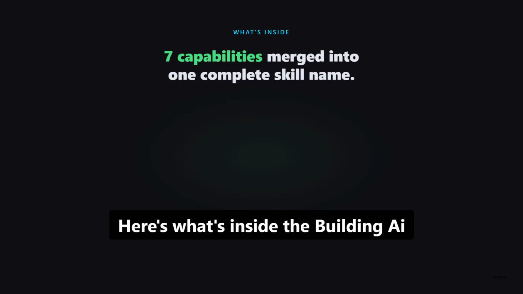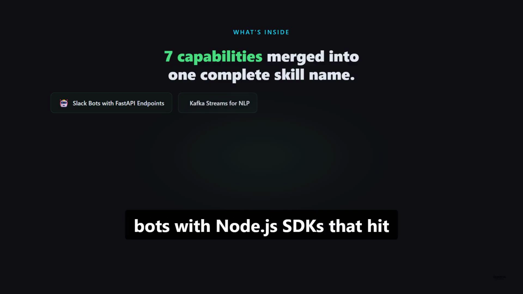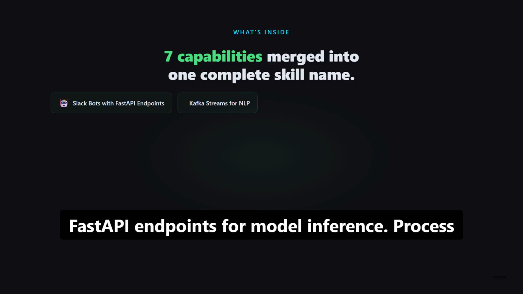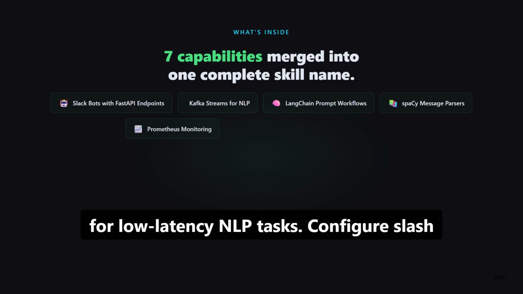Here's what's inside the Building AI Slack Integration skill. Create Slack bots with Node.js SDKs that hit FastAPI endpoints for model inference. Process messages in real time using Kafka streams for low-latency NLP tasks.